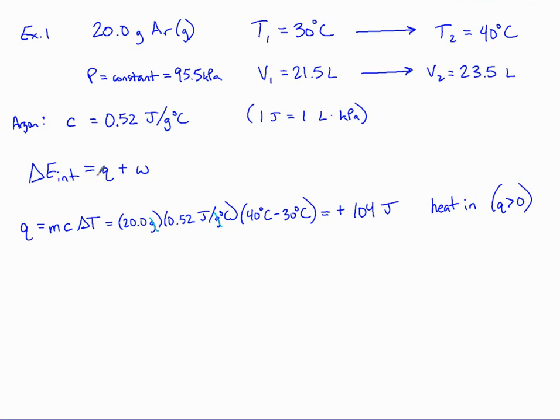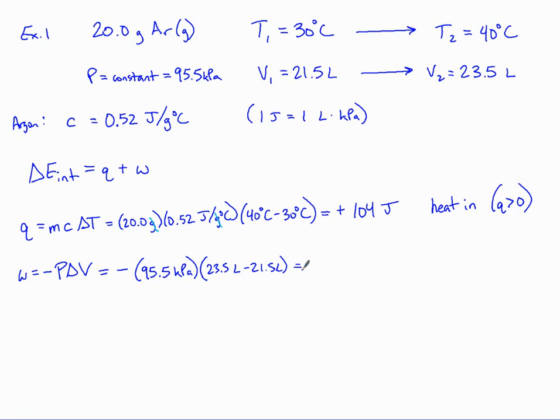So we know part of this. We know what Q is. And so now we want to find W, which is the work. And the formula here, work equals negative pressure times the change in volume. And so we have the numbers here. Let's plug them in. Negative pressure is 95.5 kilopascals. And delta V is 23.5 liters minus 21.5 liters.